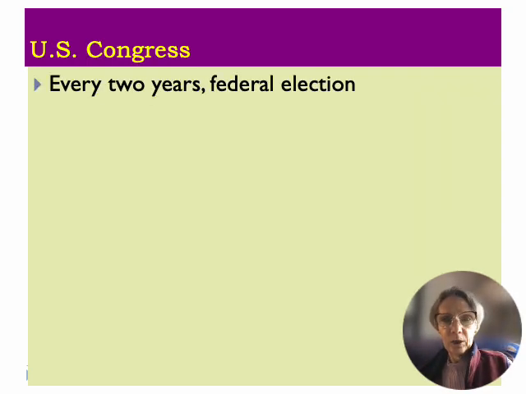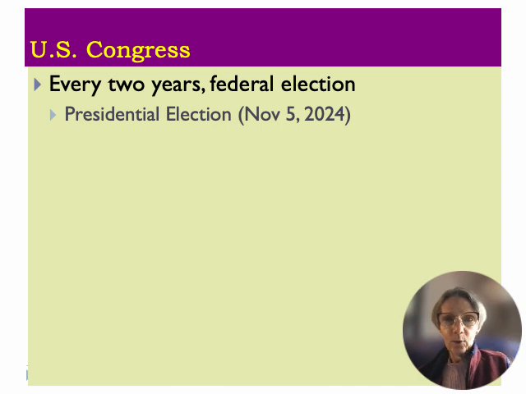So every 2 years, there is a federal election. The next federal election is on November 5th, 2024. That's the presidential election. During that time, we'll be electing both the President of the United States, all of the House of Representatives, and 1/3 of the Senate.